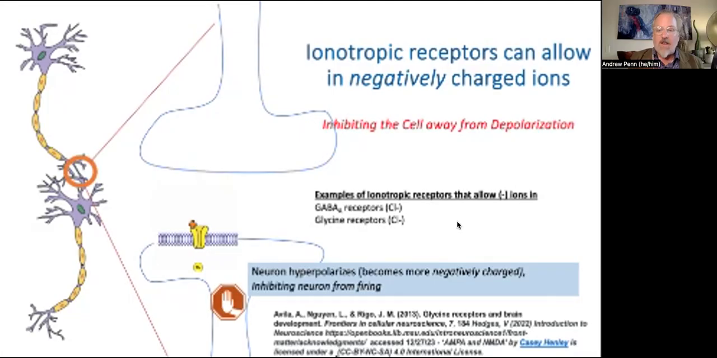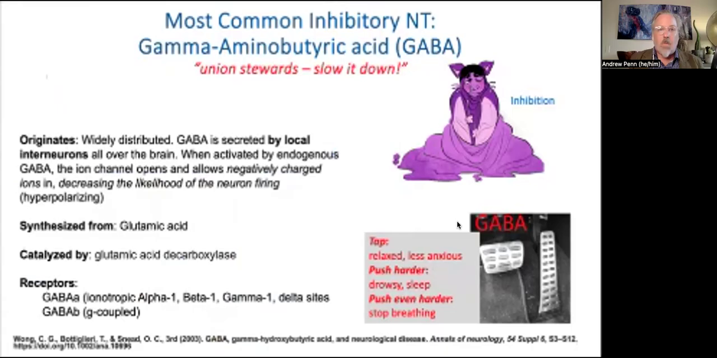So you can kind of start to see where this is going, right? So when we think about something like a benzodiazepine for anxiety, what are we doing? We're slowing down neural activity. So we can think of GABA as kind of the union stewards. They're like, hey, slow it down. Don't make glutamate make you work too fast, right? Primary inhibition. And GABA is found all throughout the brain.